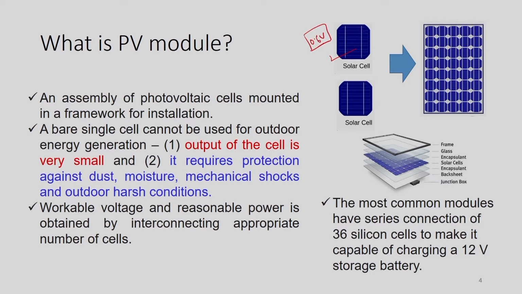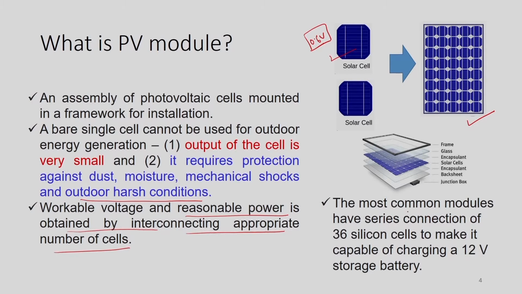A single cell will provide about 0.6 volt, so it cannot be used for many practical applications if we are proposing outdoor applications. It also requires protection against dust, moisture, mechanical shock and harsh outdoor conditions. If we combine many cells, then we can convert them to a module. A workable voltage and reasonable power is obtained by interconnecting an appropriate number of cells. These cells have to be connected in series sometimes, and sometimes in parallel. That has to be decided.